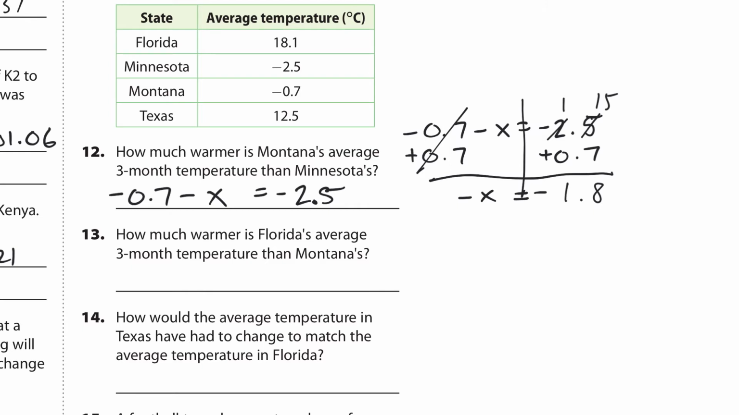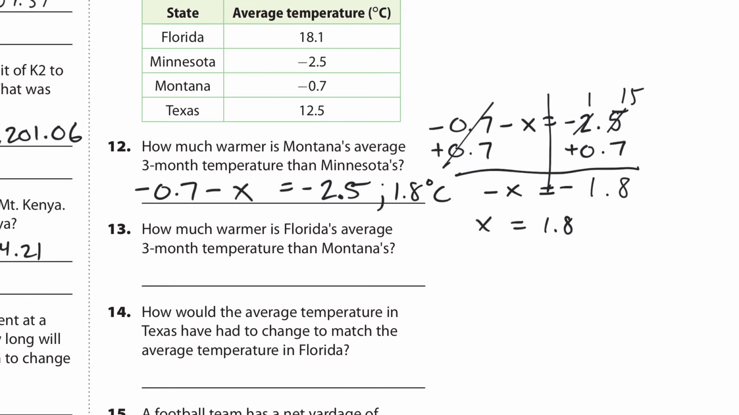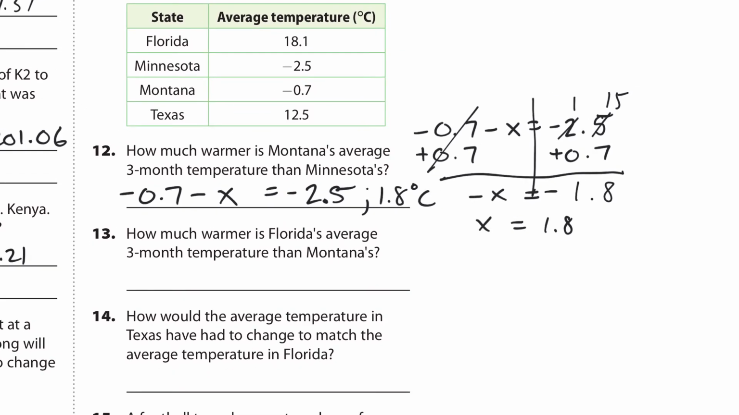But that's negative x. I don't want to know what negative x is. I want to know what regular x is. So if I change the sign on this side, I have to change the sign on the other side. So it's going to be 1.8 degrees Celsius, because it's all measured in Celsius. That's what it shows up here. And warmer. Oh, I can't move it. I'll have to write right here, warmer.